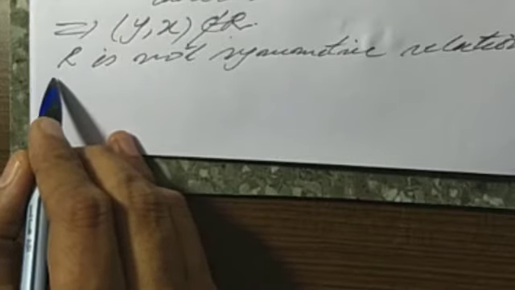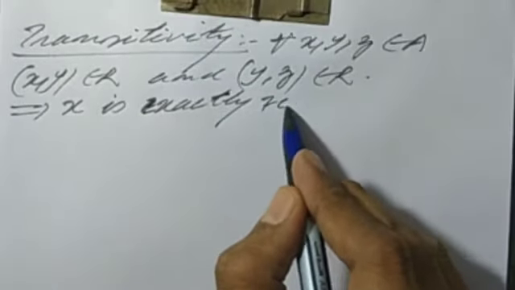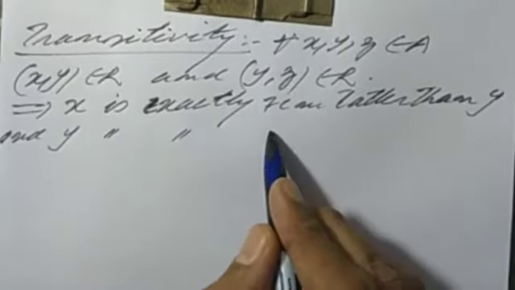Now let us talk about transitivity. For all x, y, z belongs to A, if (x, y) belongs to R and (y, z) belongs to R, it implies that x is exactly 7 centimeter taller than y, and y is exactly 7 centimeter taller than z.